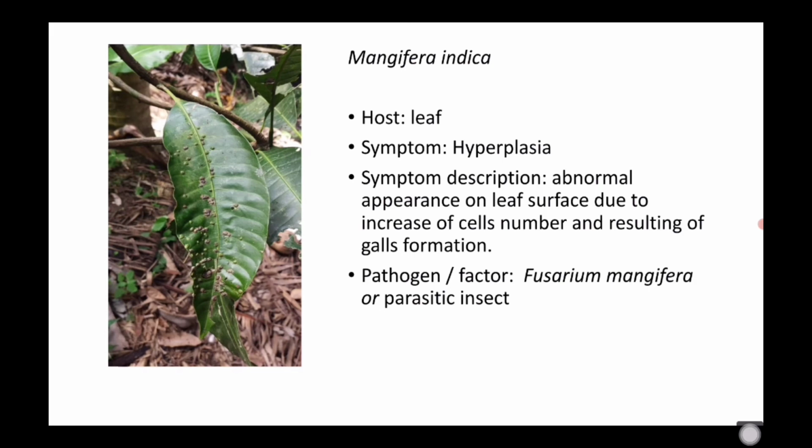And the last one is the disease on Mangifera indica, and the host plant part is the leaf, and the symptom is hyperplasia. It shows an abnormal appearance on the leaf surface due to an increase in cell number, resulting in gall formation. The pathogen and factors of this disease are Fusarium mangiferae or parasitic insects.